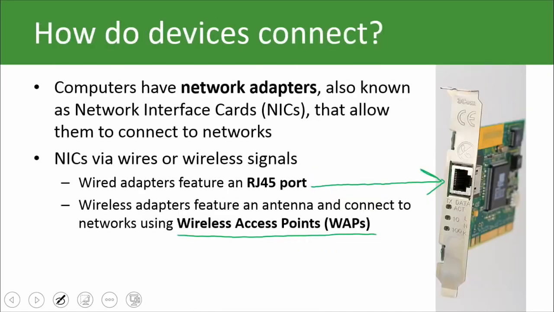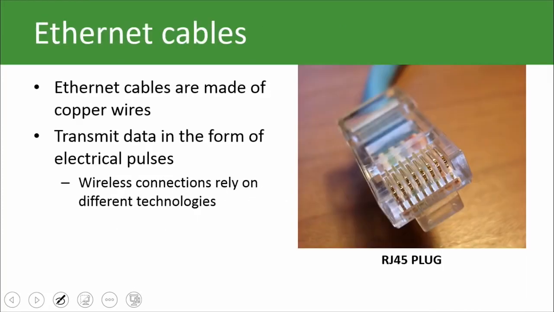Of course, if we take a look at our RJ45 port, we have to have something that we can connect that with, and that is an Ethernet cable, right? Ethernet cables are made of copper wires. They transmit data in the form of electrical pulses. Wireless communications rely on an entirely different technology, radio signals. So keep in mind that copper cables transmit data in the form of electrical pulses.